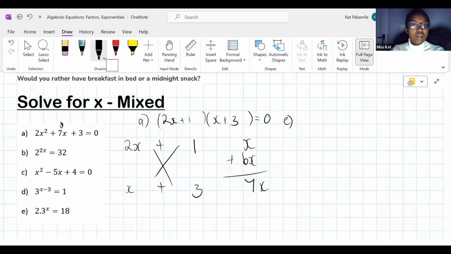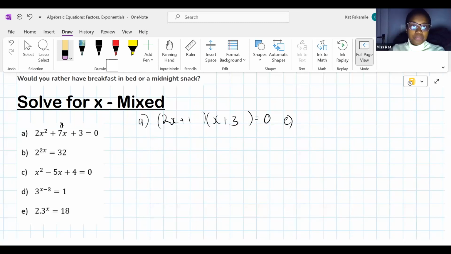Is there anyone who got those 2 brackets before I did? Let's see. Nope. Yes, Bunta says yes.